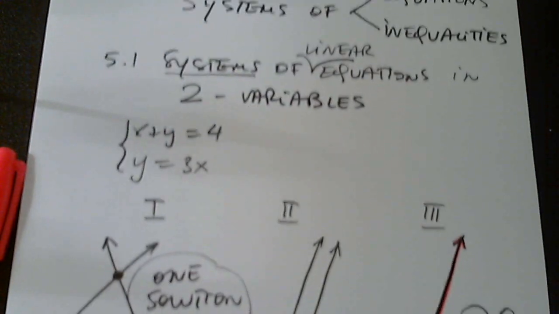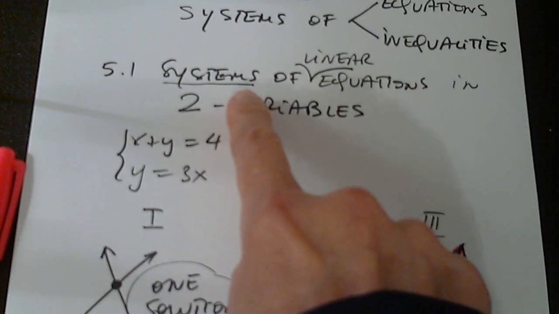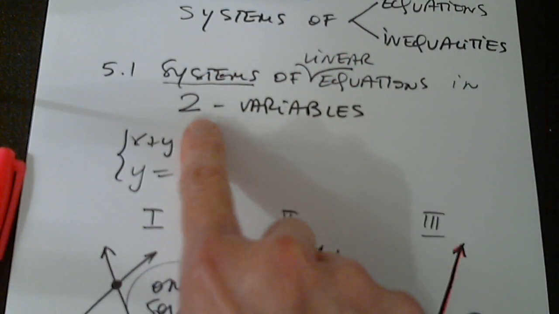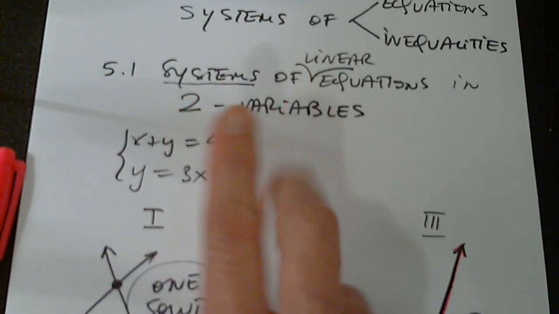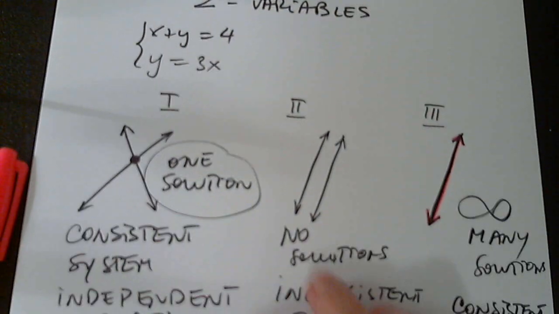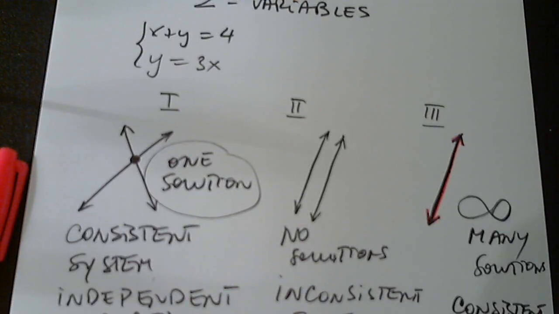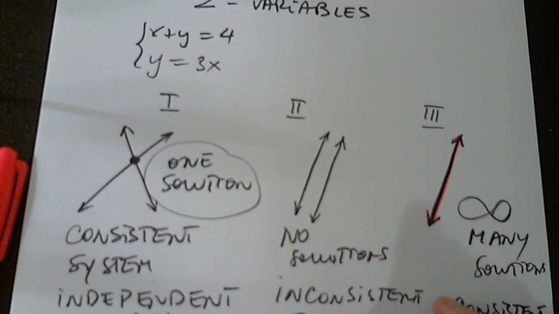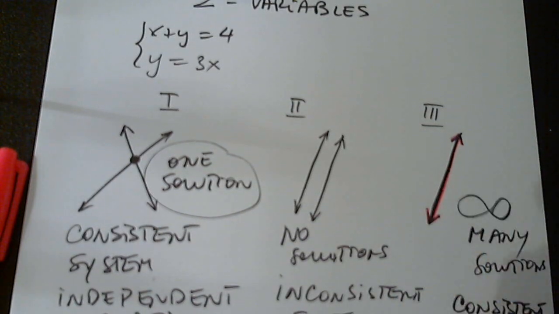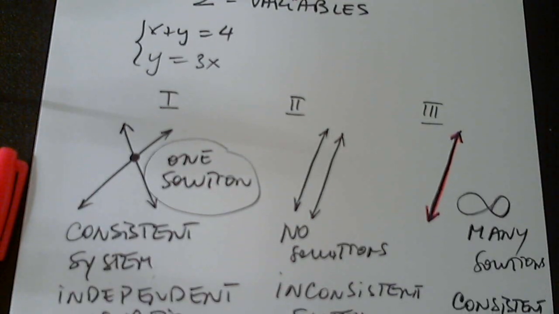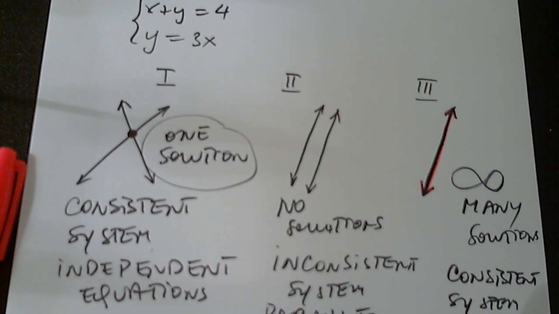So when we solve, and we're going to get to solve in a minute, systems of two linear equations in two variables, x and y, these are the only possibilities. One solution, consistent system, independent equations. No solutions, parallel lines, inconsistent system. Or infinitely many solutions, of course consistent system because it has solutions, and the equations are called dependent.